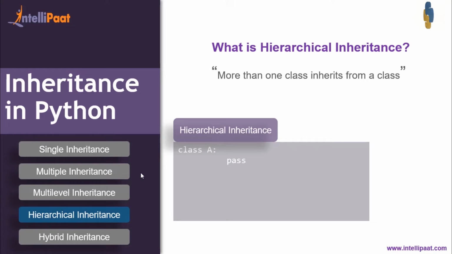Hierarchical inheritance. So we have class A, class B is inheriting the property of class A, and again class C is also inheriting the property of class A. Then again we are checking if B is a subclass of A or not, and if C is a subclass of A. Let's see what the output is.